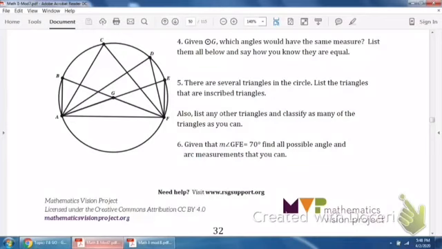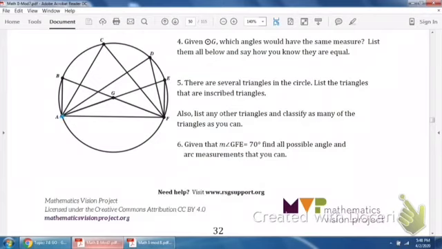Okay, so for number 4, you're just trying to figure out which angles would have the same measure. There's really no way to know what any of them are. Well, actually, a couple of them maybe. But right now we're just trying to figure out which ones have the same measures.